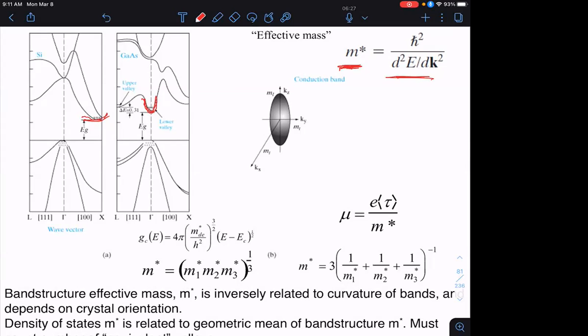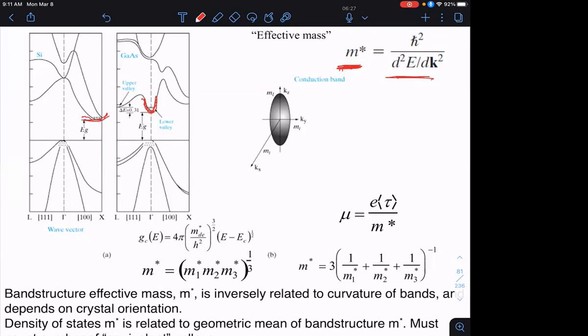Now, in general, we mentioned, although we are not going to test you on that in this class, that these E-k curves have different shapes or curvatures along the X, Y, Z directions. So in general, this effective mass is not going to be a scalar number. It's going to have different values in different directions, and that makes it a so-called tensor quantity, all right?